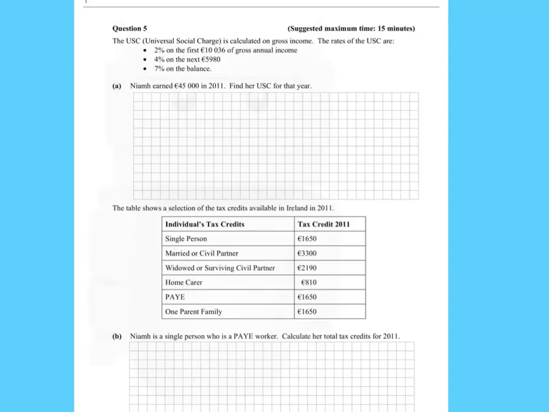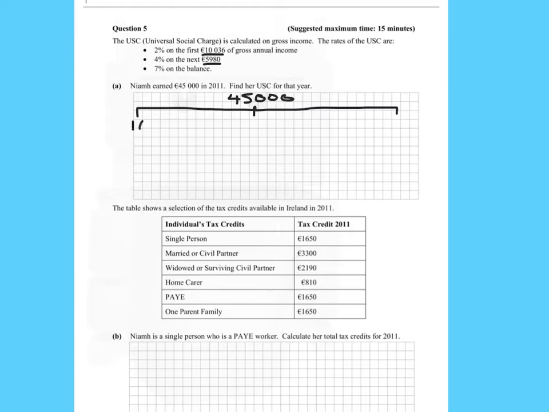The USC is calculated on gross income. The rates of USC are as follows. And really nicely here, I don't have to do any subtraction because they've actually given me the first two, and then I can subtract the last. So again, very similar to how we do income tax, we split this in 3. So we're going to split her income into 3.